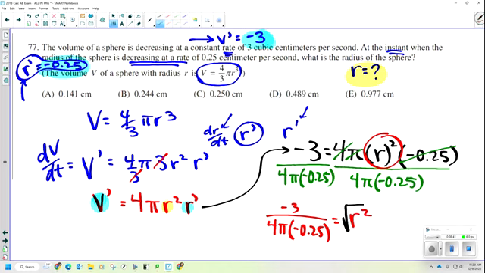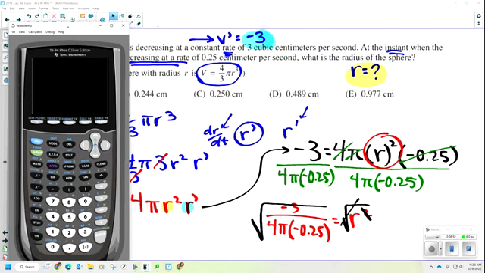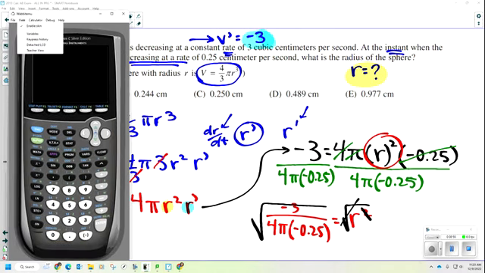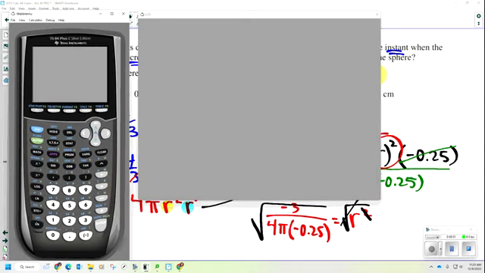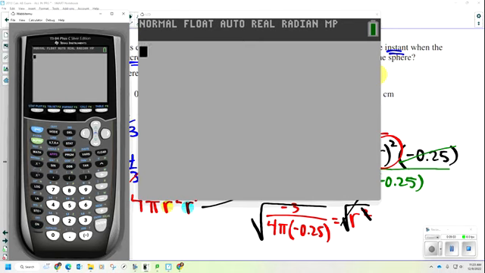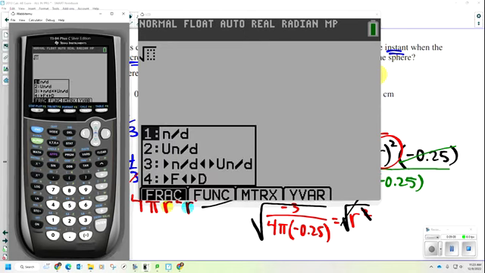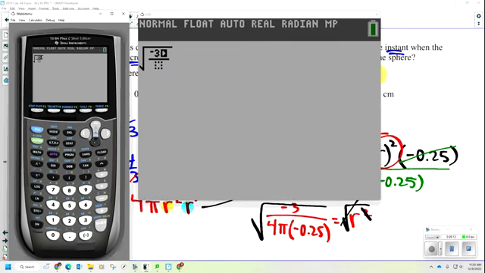So if I want r, the last thing I got to do is just take the square root of it, right? These cancel. What I do to one side, I do to the other. So r is equal to the square root of that whole mess, and that's what's going in my handy-dandy TI-84 Plus. Okay, here we go. So it's a square root of a fraction. And on our fraction, we have -3 in the top, and in the bottom is 4 pi times -0.25. Okay, I'm looking at the bottom. That's what I got.